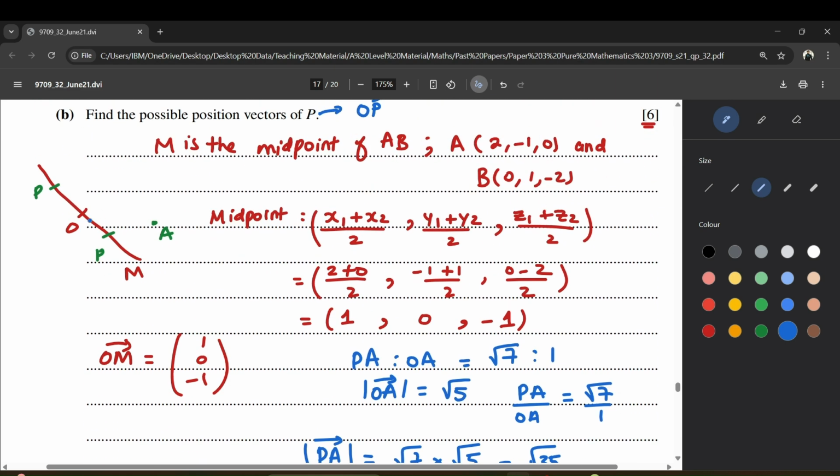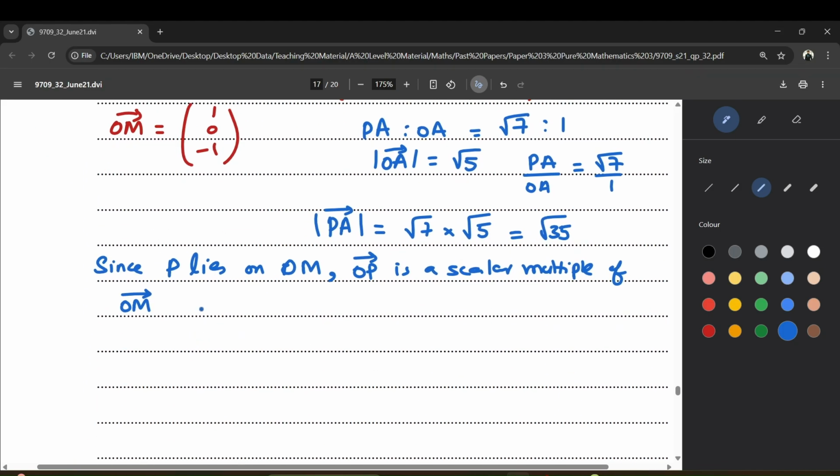If, let's say, P lies over here, then that should be a scalar multiple of OM. Maybe it's half of OM, maybe it's 1/3 of OM, we don't know that, but it is some scalar multiple. So this can be expressed as OP equals lambda OM, where lambda is a constant. The coordinates of OM are 1, 0, minus 1. So this is lambda, 0, minus lambda. Okay, so this is the coordinate of OP.